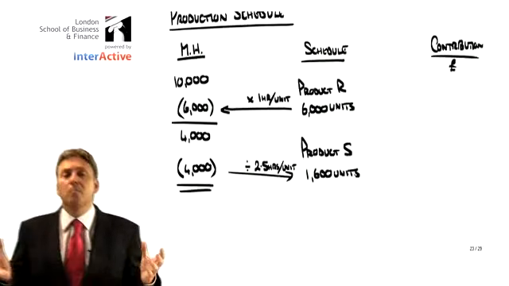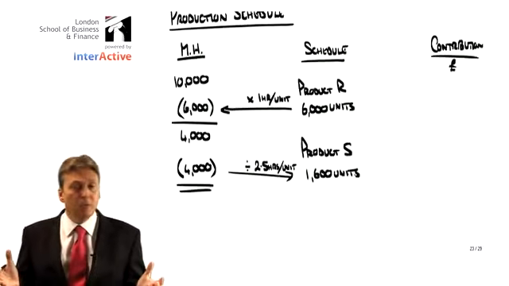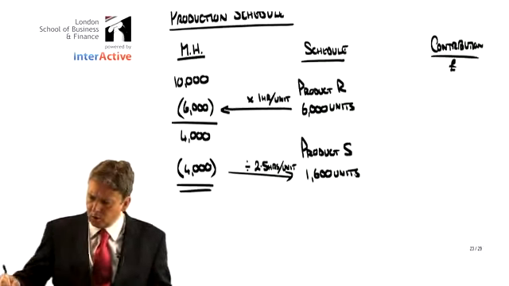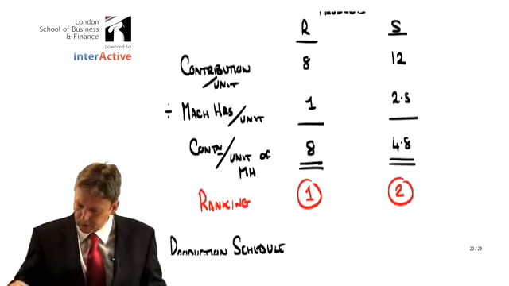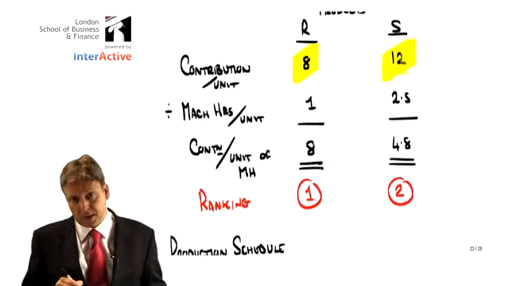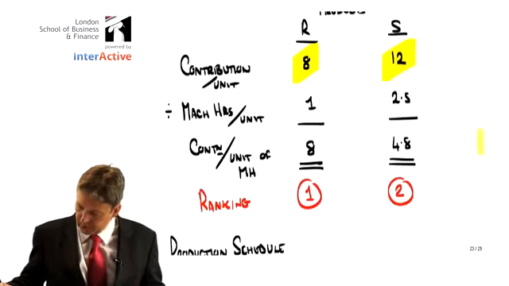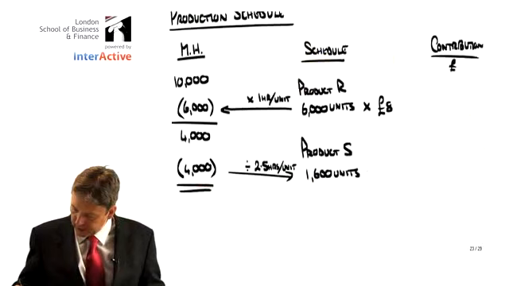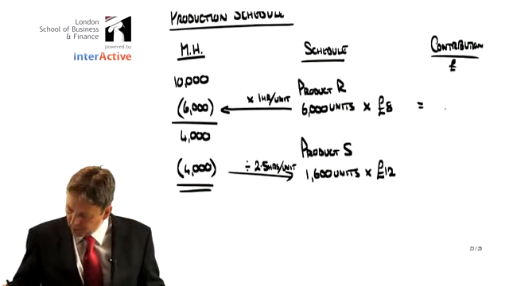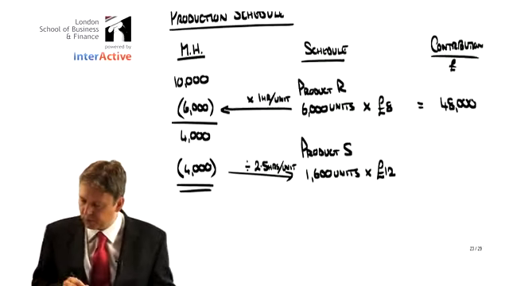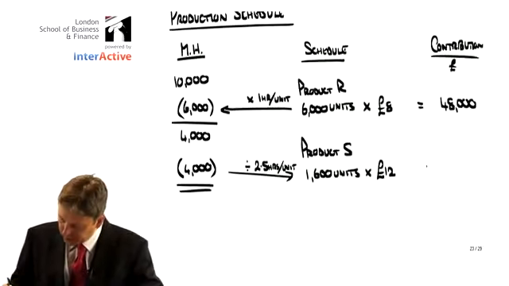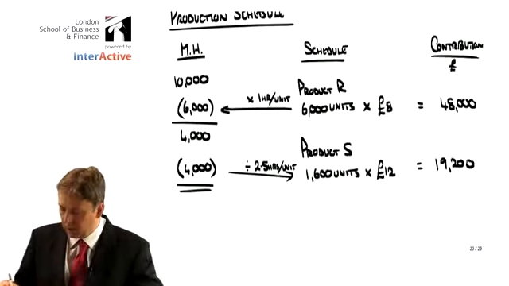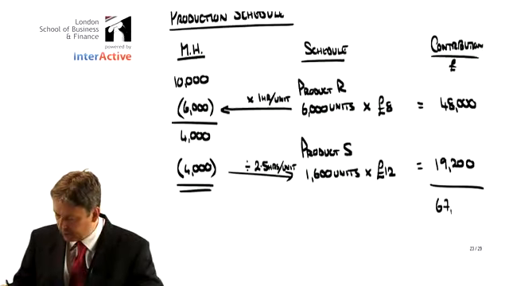So, our production schedule, to maximise contribution and hence profit, we must produce a mix of 6,000 R, 1,600 S. Going further, what was the contribution of R and S? Well, I suppose we're looking at the contribution per unit. And given that we have the contribution per unit, we multiply R by £8 and S by £12. We end up with £48,000 relating to R and £19,200 relating to S. A total of £67,200.